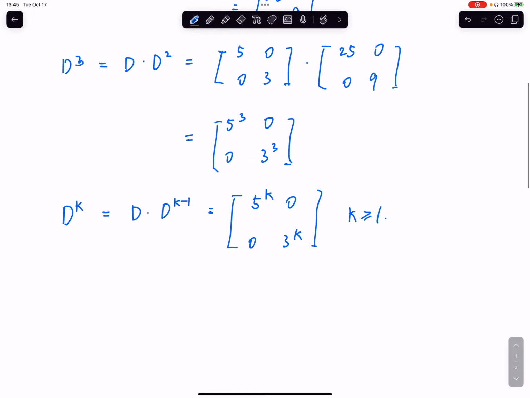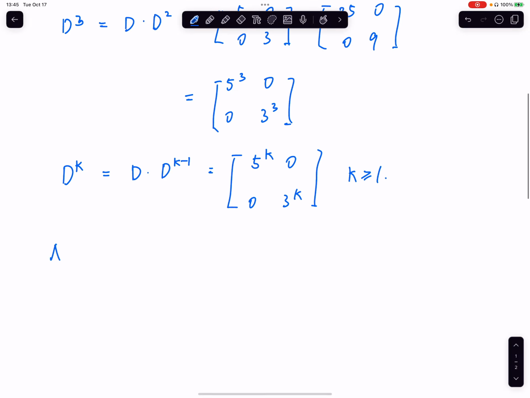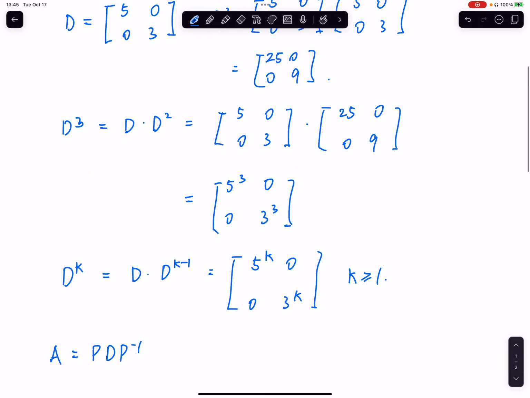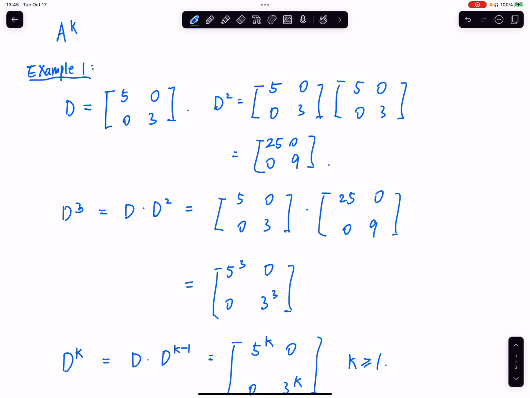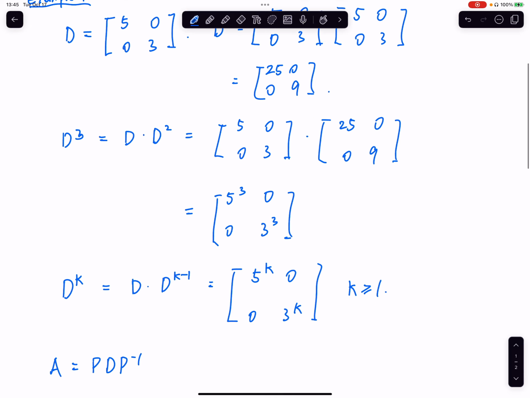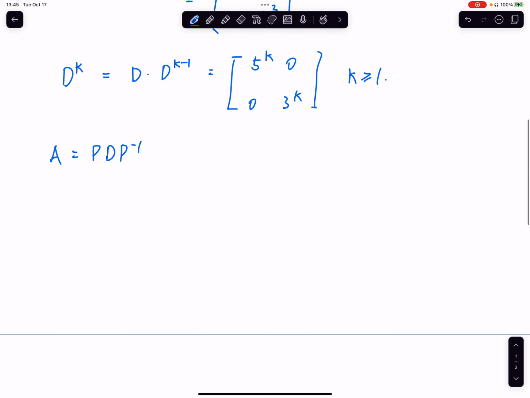So for A equals P D P inverse, for some invertible P and diagonal matrix D, A to the k can also be factorized into this form, so the computation of it can be eased by doing so. Let us see an example, an exercise.